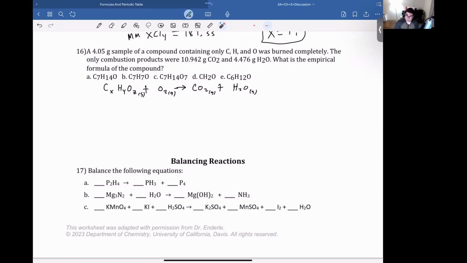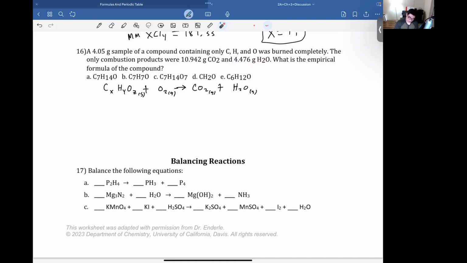Well, what you can say is all of the carbon in this and all of the hydrogen in this water had to come from this compound on the reactant side, or whatever your hydrocarbon was, right? Because there's no other carbons or hydrogens in the reaction. There's nothing else that it could come from. So what you can do is figure out how much carbon was in here, how much hydrogen is in here.